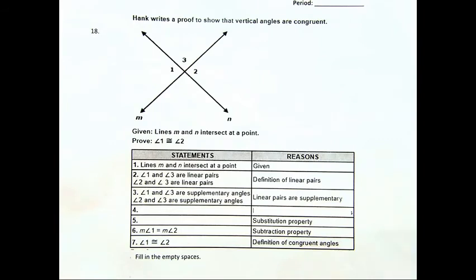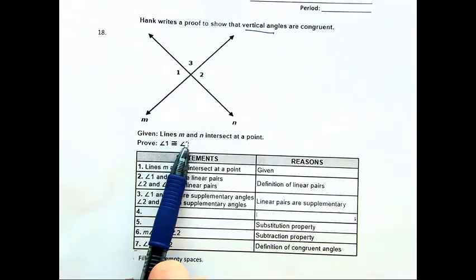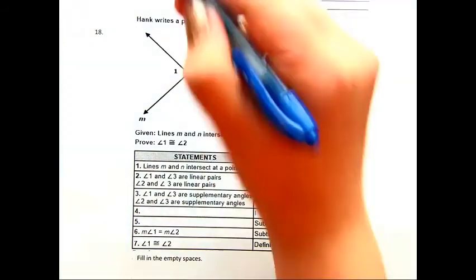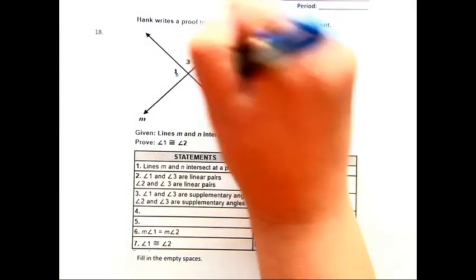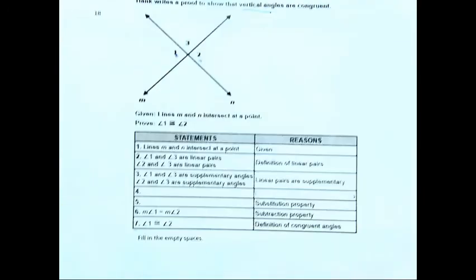Okay, here's the last one. Hank writes a proof to show that vertical angles are congruent. So this is what we're trying to show. We have this picture here, this diagram. Given lines M and N intersect at a point, prove that angle 1 and angle 2 are congruent. So I want to show that these two angles are congruent to each other. So let's go through their logic. Let me zoom in a little here.